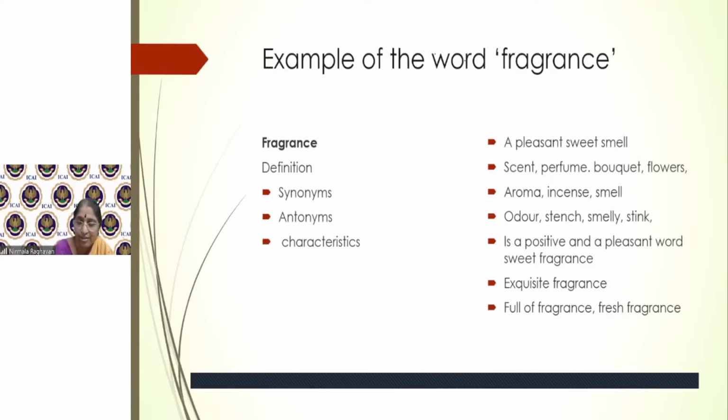Okay, now let's look at an example, the word fragrance. Definition: fragrance is a pleasant, sweet smell. We use it positively for good smell. Synonyms: you can look at scent, perfume, bouquet, flowers. All these are synonyms. Then antonyms: odor, stench, smelly, stinky. Then characteristics: it is a positive and a pleasant word. It means sweet fragrance, full of fragrance, fresh fragrance. That's how you use it. Those are word associates.